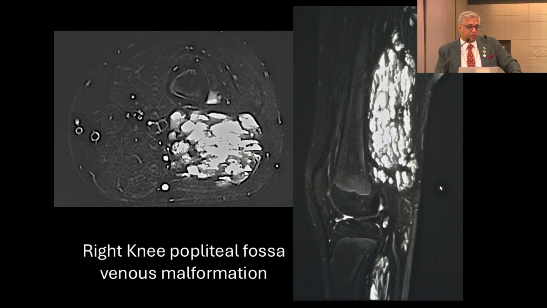Phleboliths are very well seen on MRI. That's an added advantage. These are the typical appearances. Sometimes you actually see fluid levels in these spaces. Don't mistake these for lymphatic malformations, because they can mimic lymphatic malformations, particularly with fluid levels.